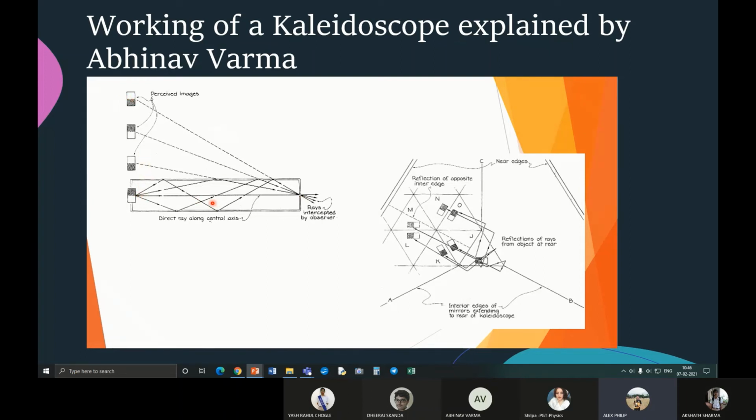And this happens for various rays. As you can see, this is the first image location, second image location, and you have various image locations. All of these images contribute to one particular pattern, which when viewed through a kaleidoscope looks very beautiful. So this is basically how a kaleidoscope works. Multiple reflections is the principle that is used.